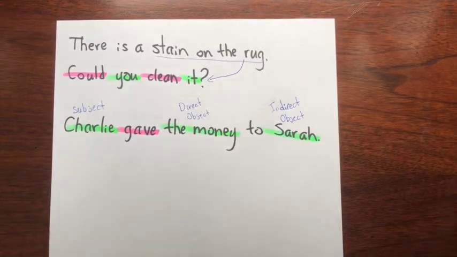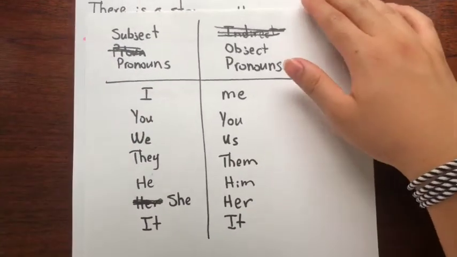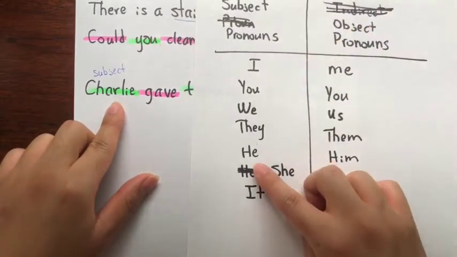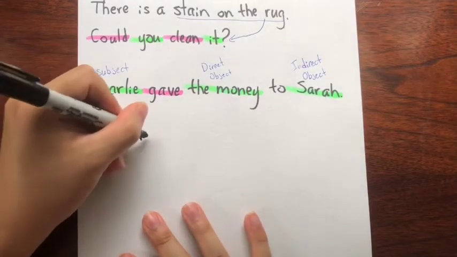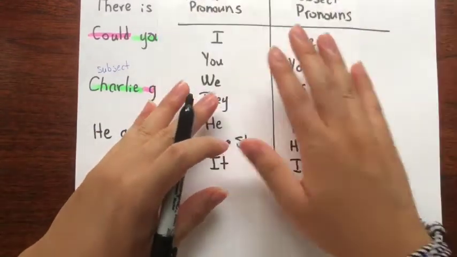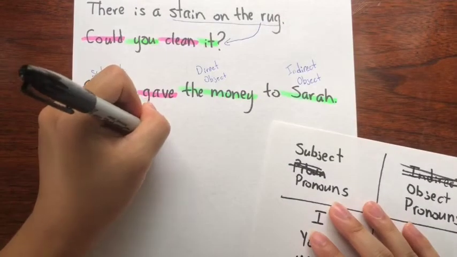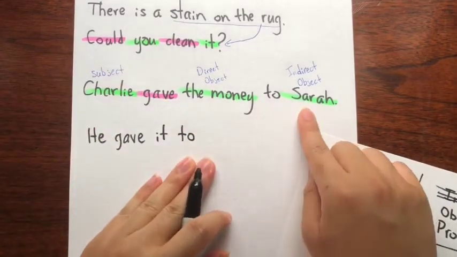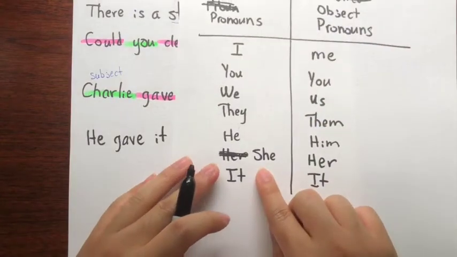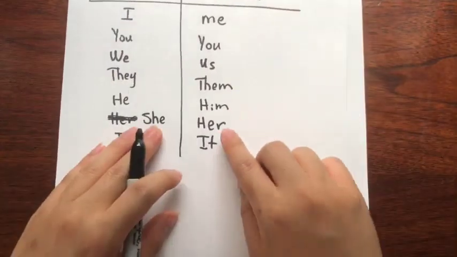So let's write this sentence again with subject pronouns and object pronouns. So the subject is Charlie. Charlie is he. He gave the money. The money, we say it. The money is an object pronoun, it. He gave it to Sarah. Sarah is a she, but because Sarah is the indirect object, we use the object pronoun. She becomes her.